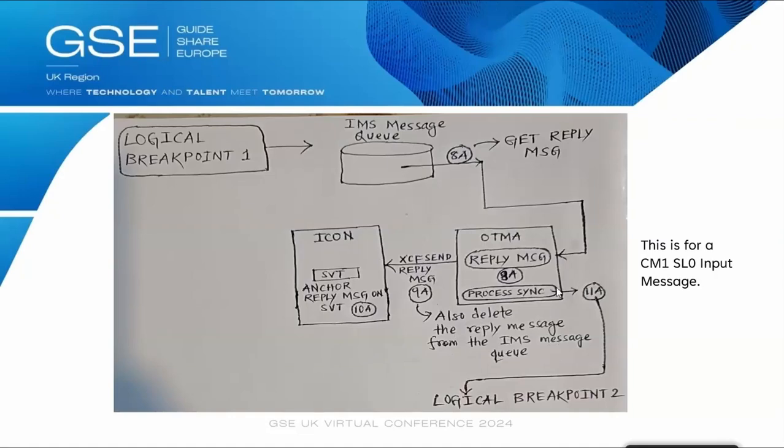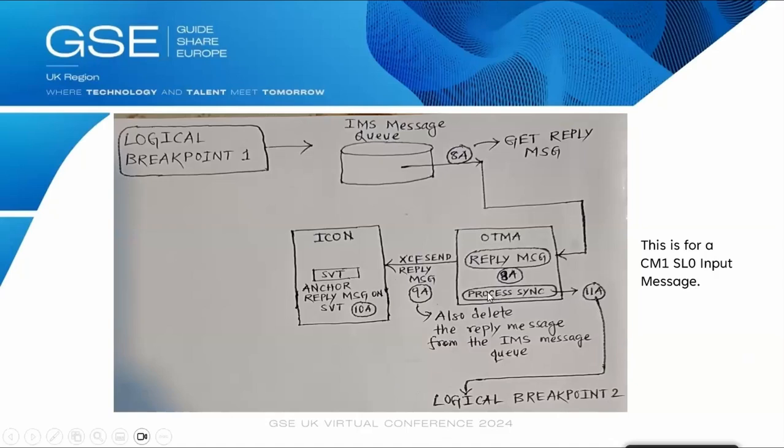So in 11A, moving on over here, 11A, sync point proceeds. OTMA starts processing the sync point. So phase 1 and phase 2 sync points begin. Now over here, let's consider 11A to be another logical breakpoint. Let's call it logical breakpoint 2, right? Now from over here, if you think about it, 2 options can actually branch out from logical breakpoint 2.